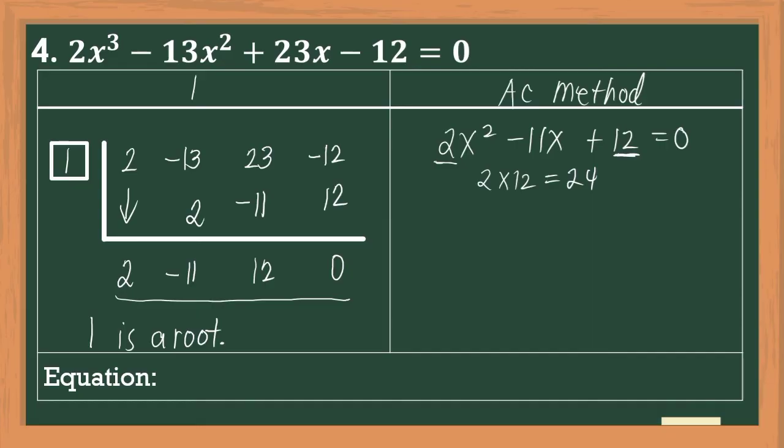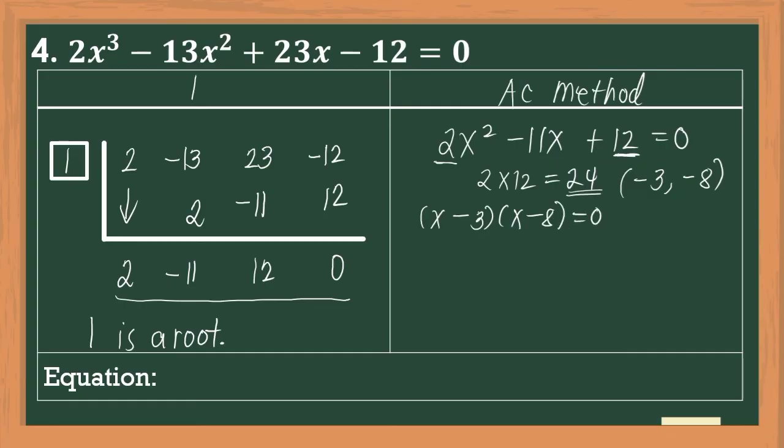Now, iisip tayo ng factors ng 24 ngayon na kapag pinag-add natin, lilitaw yung negative 11 na coefficient ng middle term. Okay, so yung factors ng 24 na kapag pinag-add, lilitaw yung negative 11 are negative 3 and negative 8. Okay, so negative 3 plus negative 8, that is negative 11. So, tama. Next, negative 3 times negative 8, that is 24. Okay? Positive 24. So, paano natin susulat ang sagot? So, ganito po. X minus 3, x minus 8 equals 0.